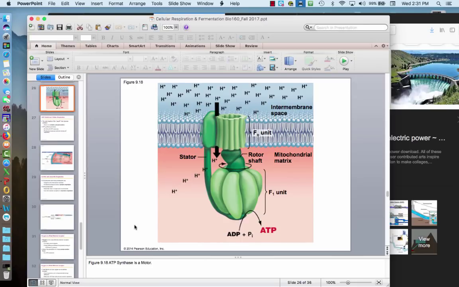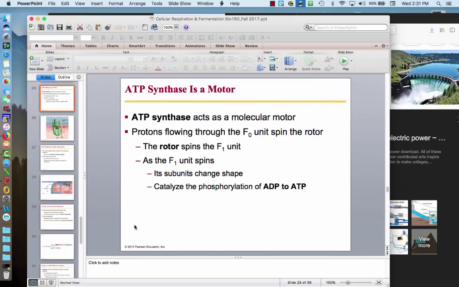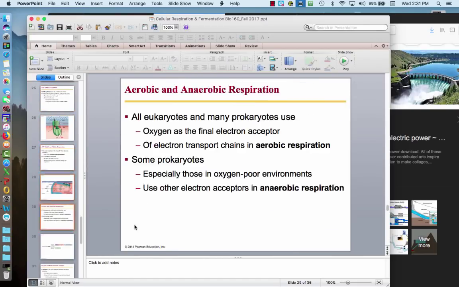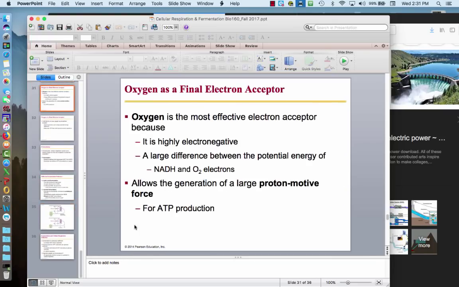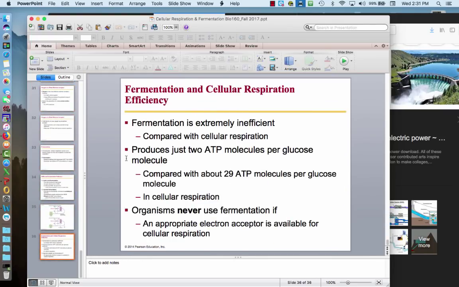All right, so that is the process of cell respiration. We will talk about this again when we come back from fall break.